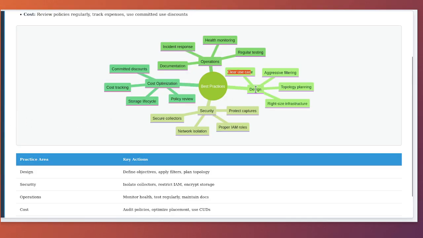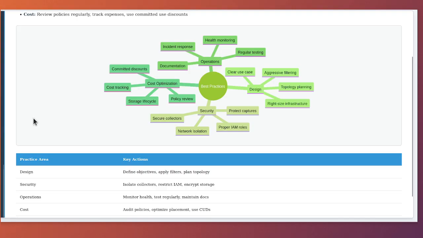Second, use filters aggressively. The default behavior of mirroring all traffic can generate enormous data volumes and costs. Apply protocol filters to mirror only TCP if that's what you need. Use CIDR filters to focus on specific network segments. Use direction filters if you only need ingress or egress. Every filter that narrows your scope saves bandwidth and money.